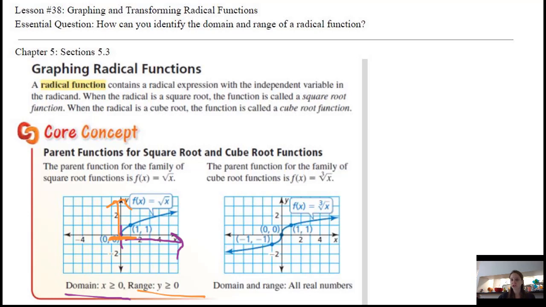So the other function you should know is the parent function for the family of cube root functions. And that parent function is f of x equals the cube root of x. This graph looks like a sideways cubic function. And here the domain, the possible x values, are all real numbers, and the possible y values are all real numbers.